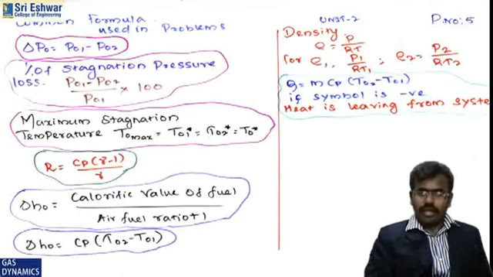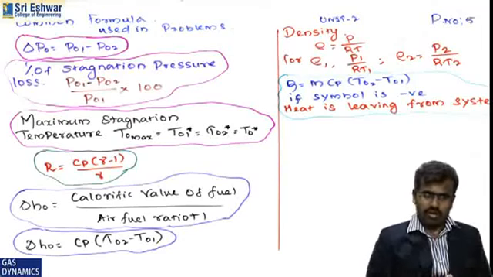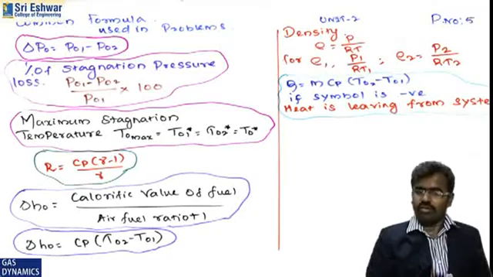If they didn't give the R value, then you can find it by Cp into gamma minus 1 by gamma. Similarly, we depicted the formula for del H0. It is calorific value of fuel by air fuel ratio plus 1. This is a formula for del H0, and you can use this formula also for del H0: del H0 is equal to Cp into T02 minus T01.